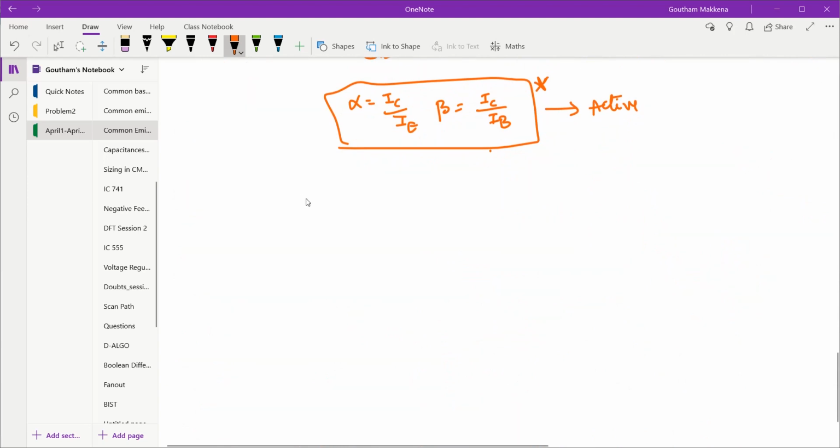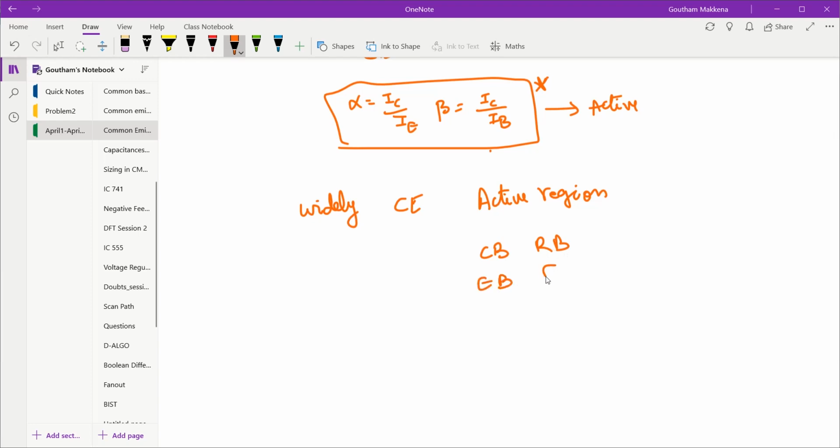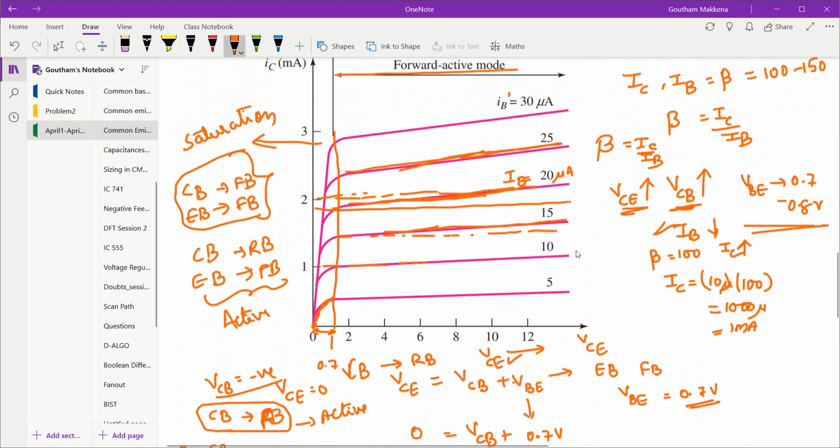This is the most widely used configuration. CE is the most widely used configuration. When it is in the active region, that is, collector base junction reverse biased and emitter base junction forward biased, you can see that it works as an amplifier. That would be quite apparent if you see the input current over here. What is the input current? IB is 10 microamps. What is the output current? 1 milliamp. You have an amplification gain of 100 over here. You can see how common emitter is working as a current amplifier with this simple example.